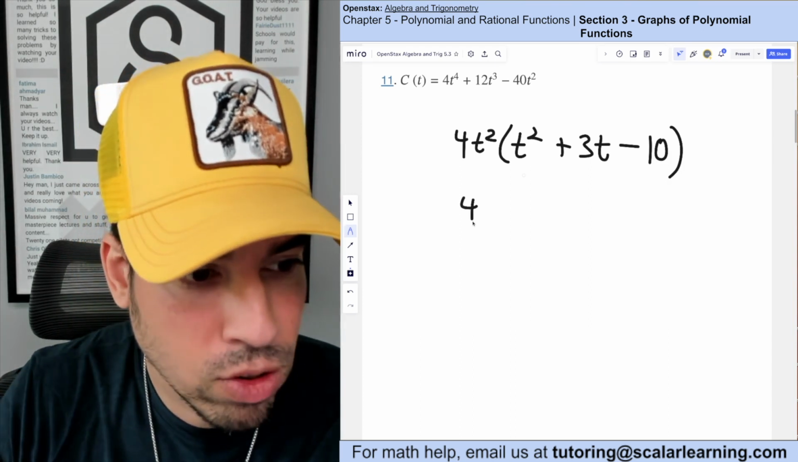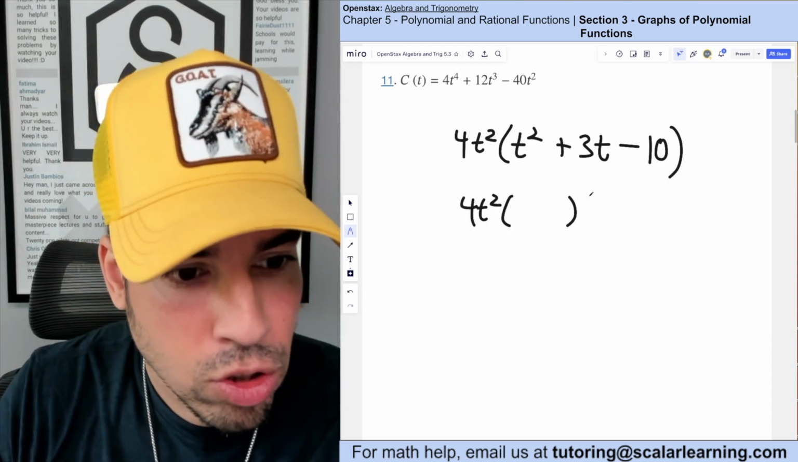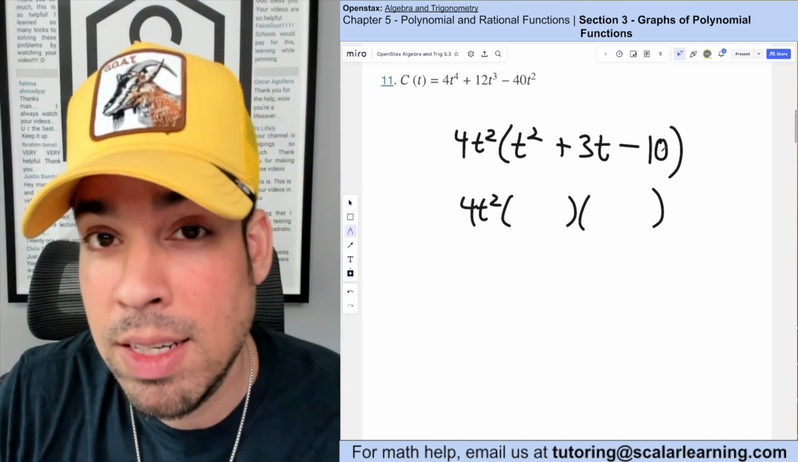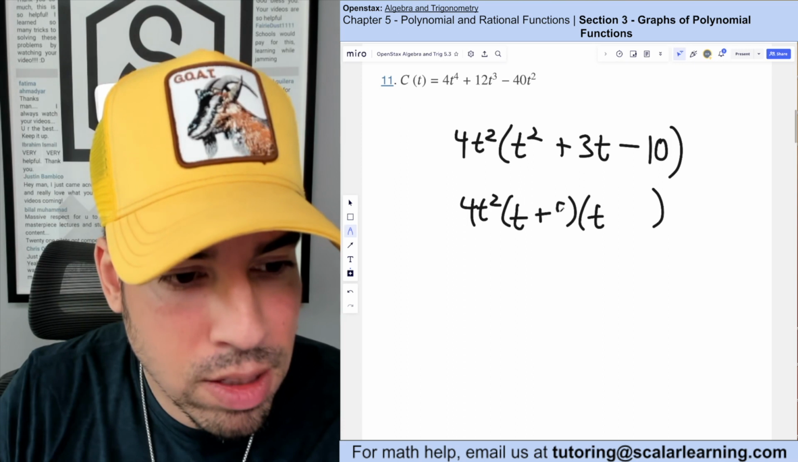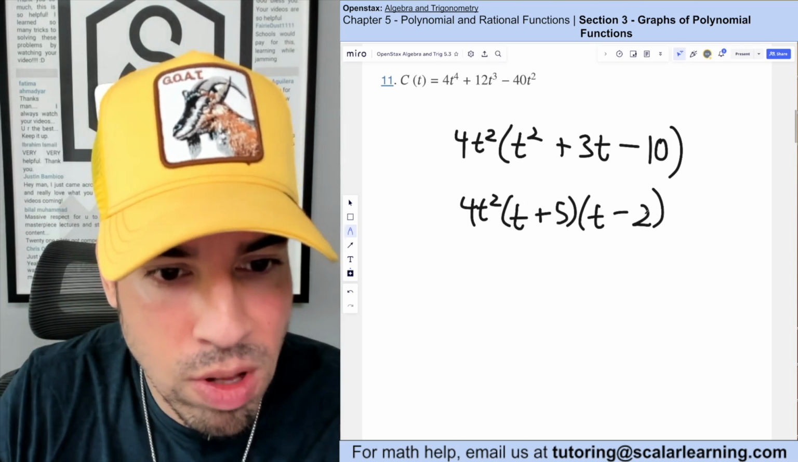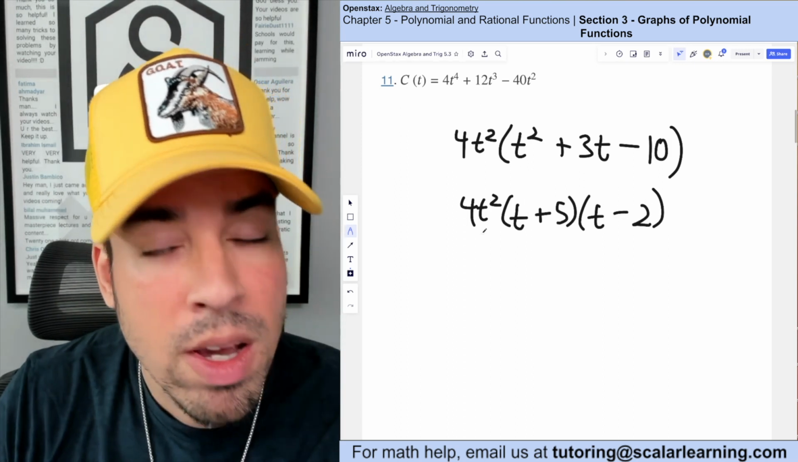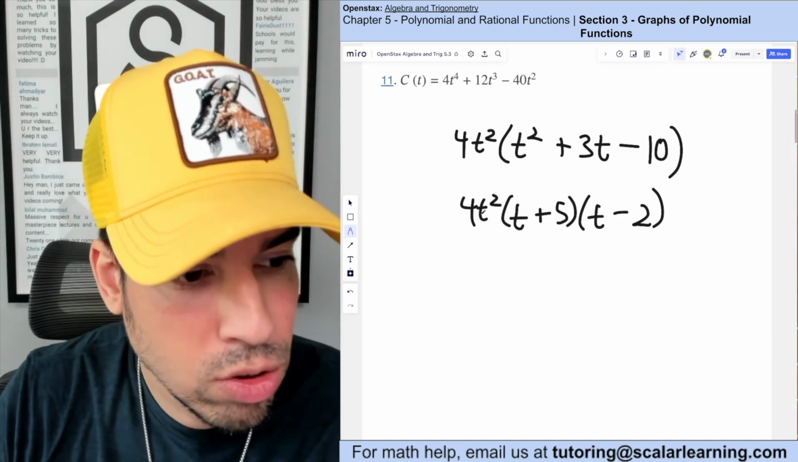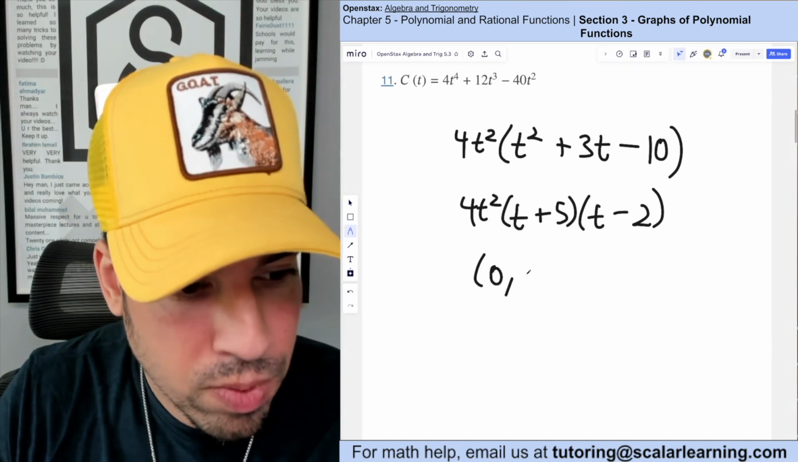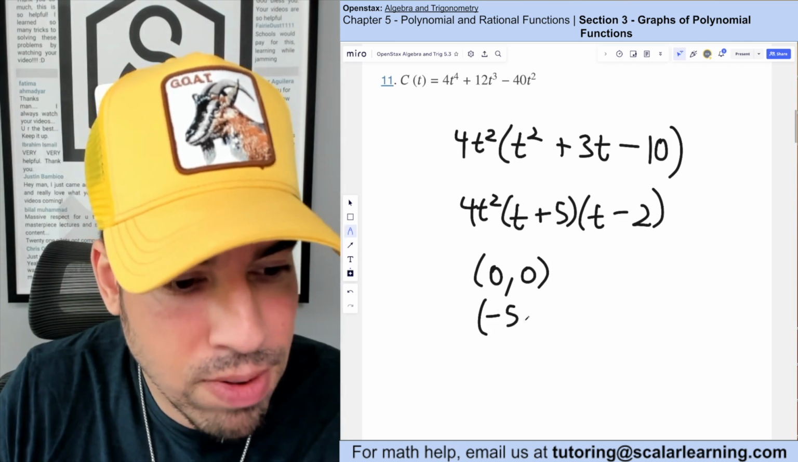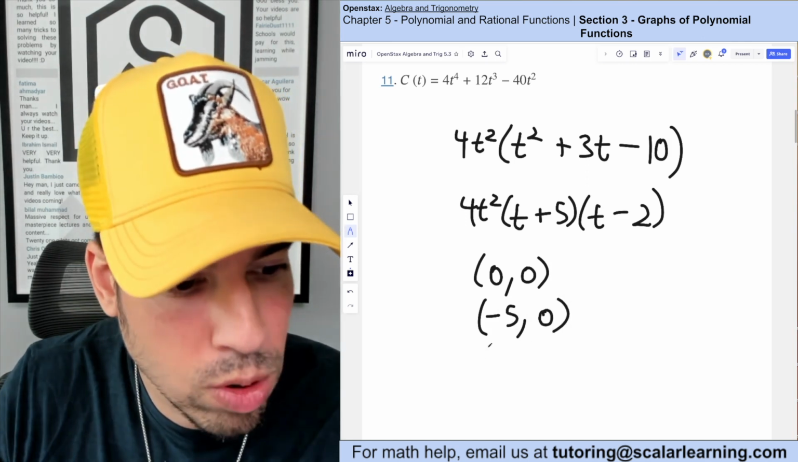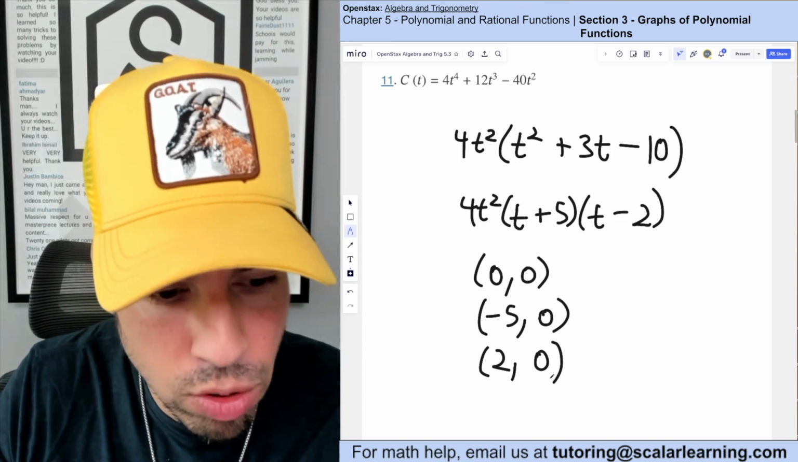Now let's see if we can factor this inside further. So we've got multiplying to negative 10, adding to positive 3. That would be a positive 5 and a negative 2. They multiply to negative 10, add to positive 3. And then now we look at the zeros. What's going to zero this one out? That's going to be 0. So it's going to be (0, 0). What about this one? That's going to be (-5, 0). And what about this one? We've got (2, 0). There are the zeros.